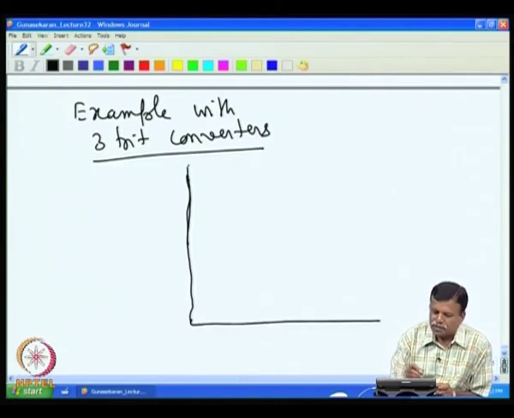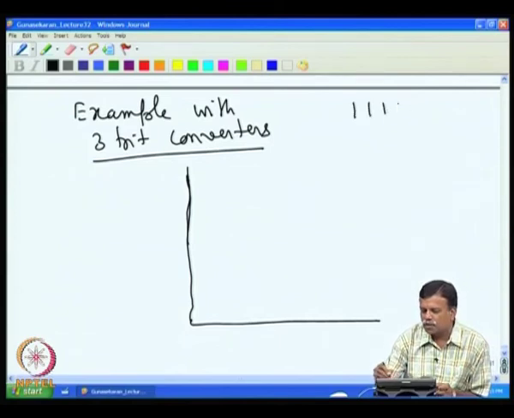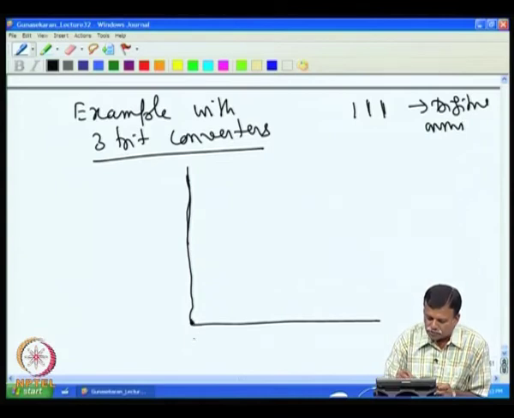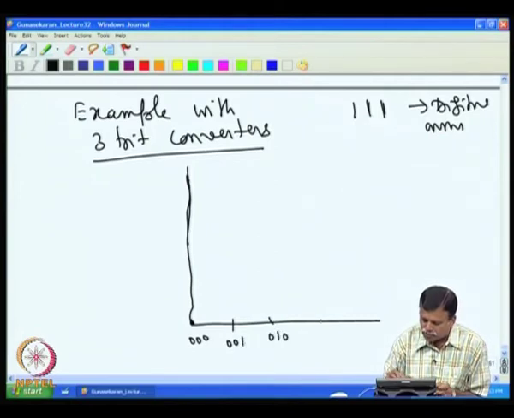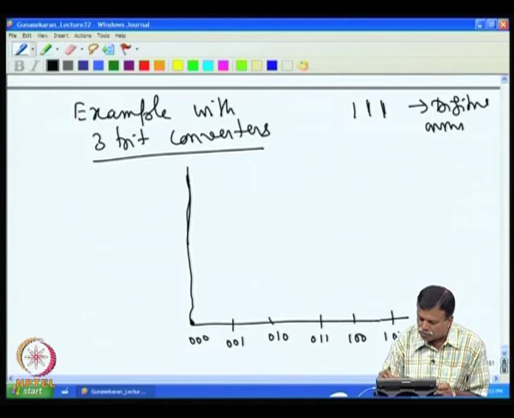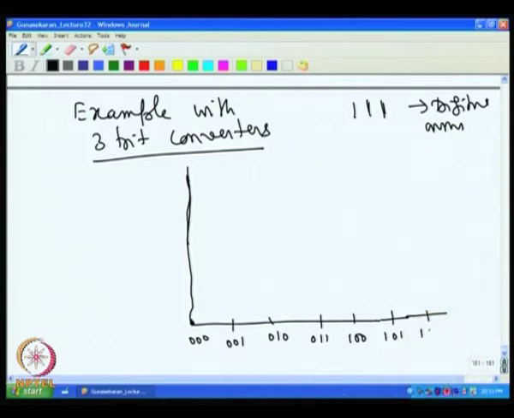If I have a 3 bit converter which will have 1 1 1 as the final digital output, if I start from 0 0 0, then the next code would be 0 0 1, then 0 1 0, then 0 1 1, then 1 0 0, then 1 0 1, then 1 1 0, and the final one will be 1 1 1, that is the last one.